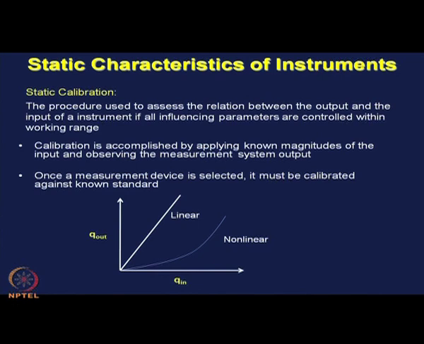So, calibration is the act or result of quantitative comparison between a known standard and the output of the measuring system measuring the same quantity. Calibration is accomplished by applying known magnitudes of the input and observing the measurement system output.